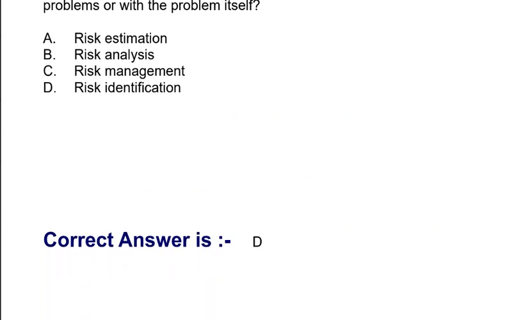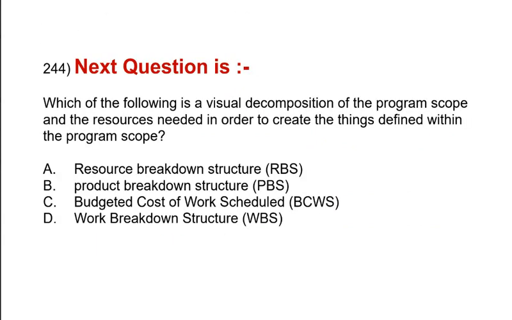Correct answer is option D. Question is, which of the following is a visual decomposition of the program scope and the resources needed in order to create the things defined within the program scope? Option A, resource breakdown structure RBS. Option B, product breakdown structure PBS. Option C, budgeted cost of work scheduled BCWS. Option D, work breakdown structure WBS.